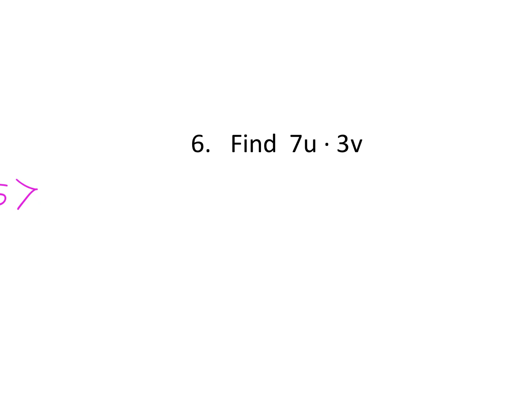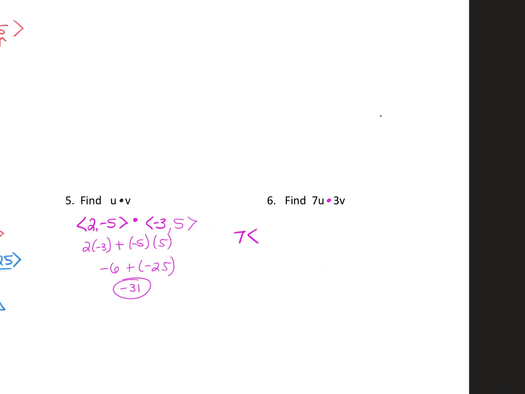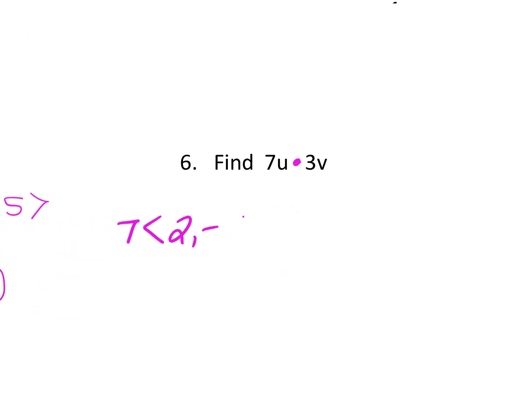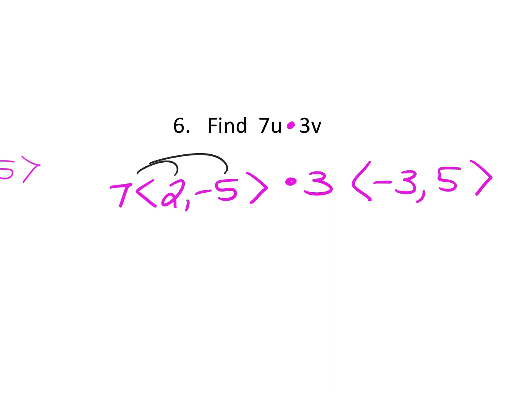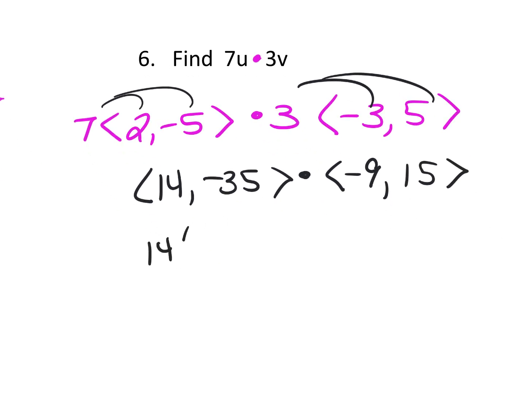Like in this one. This is the dot product, but what do I have to do first? I have to distribute. I have 7, and I'm going to multiply that into u. I forget what u is. 2, -5. And then I have 3, and is it -3, 5? Okay, so distribute first. 14, comma, -35, right? Distribute. -9, 15.